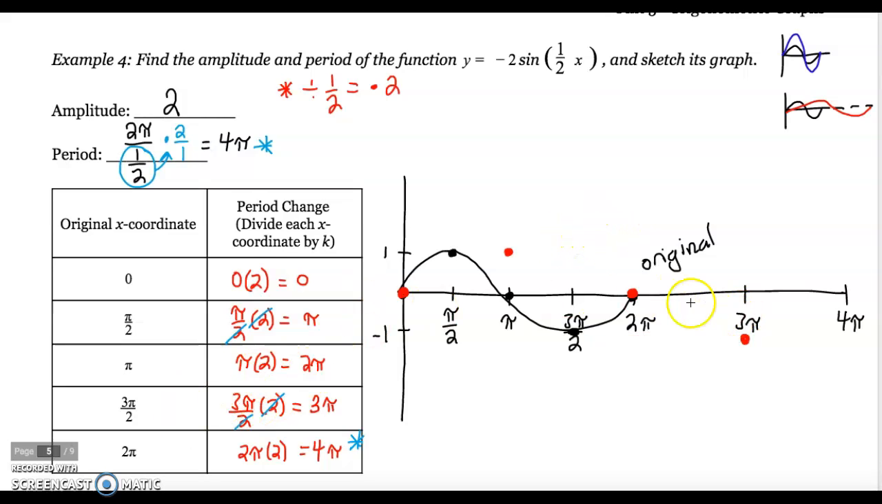And then my point that was at 2 pi is hidden now because I put my moved point on top of it. There was a black dot there originally. It's going to come all the way over here to 4 pi. So that little point that was underneath there will come over to 4 pi. And so I've stretched out the period of my sine graph. Same shape, just stretched out. So that would be the period change.